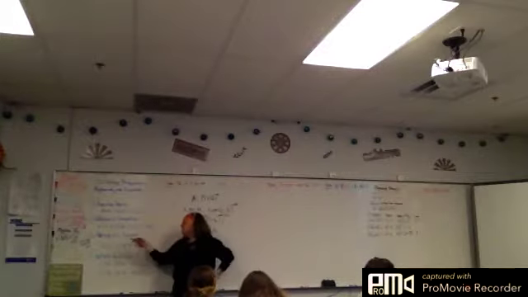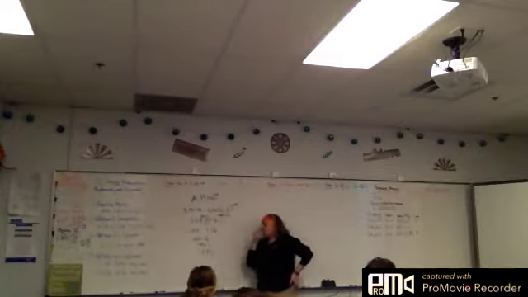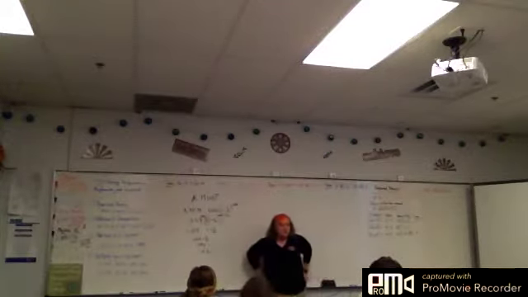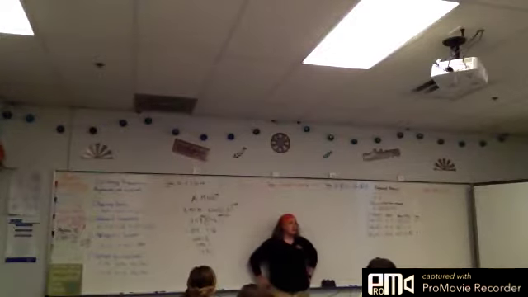Addition of a constant. If A is less than B, and I add C to both sides, A plus C, it's still going to be less than B plus C. If you add the same number to both things, it's still going to be less than, or greater than, or whatever.